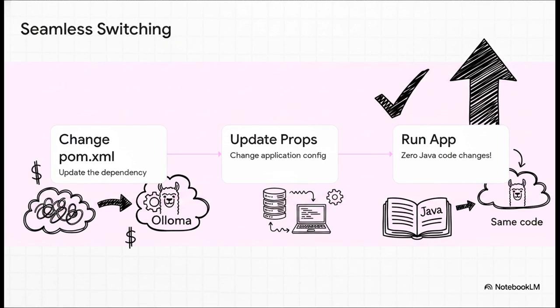Step 1. Swap the OpenAI dependency for the Ollama dependency in your pom.xml. Step 2. Update your URL in application.properties. Step 3. Run your app. That's it. You do not touch a single line of your Java controller code. Same code, completely different AI backend. It is just incredibly seamless.